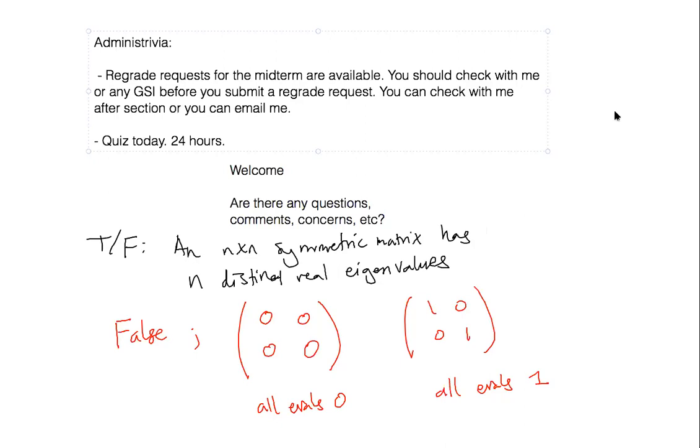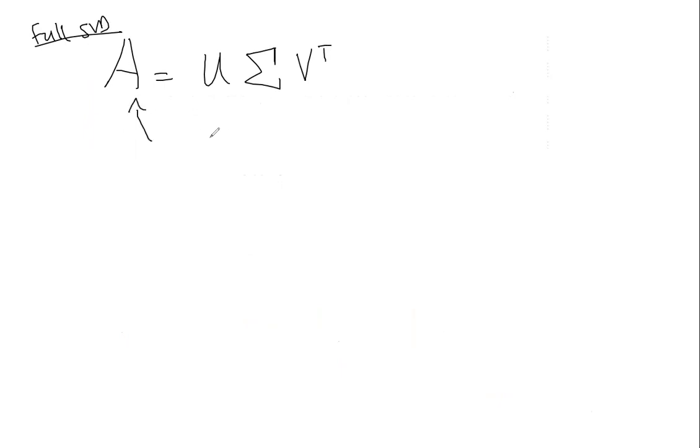The question is whether the sigma in full SVD is the same size as A. Yes, that's correct. By the way, that is called sigma, the Greek letter. In full SVD, this is U sigma V transpose. This and this are the same dimension.